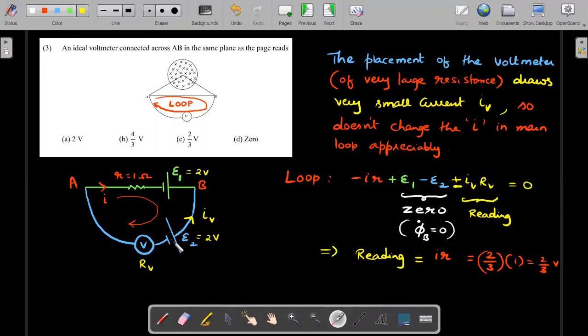And we know these two batteries are of equal value, so these two cancel to 0, because even when you connect it like this, inside this loop Faraday's law tells you the total EMF should be 0. Remember, these are EMF terms. So this combination is 0 as phi b dot is 0.